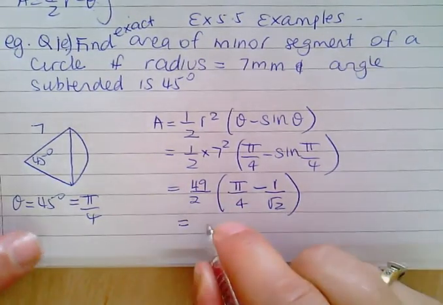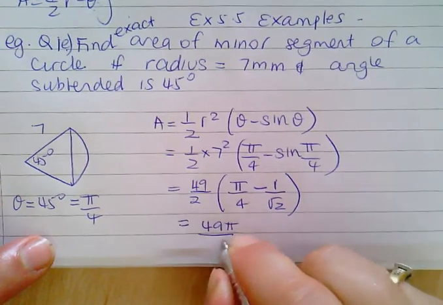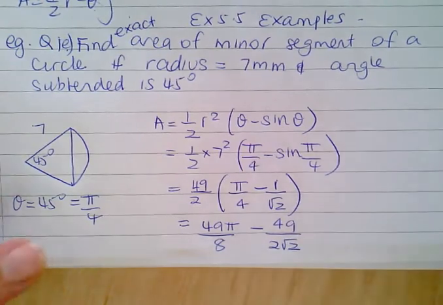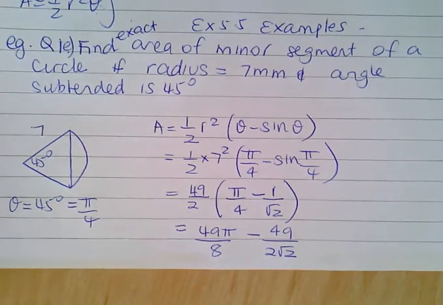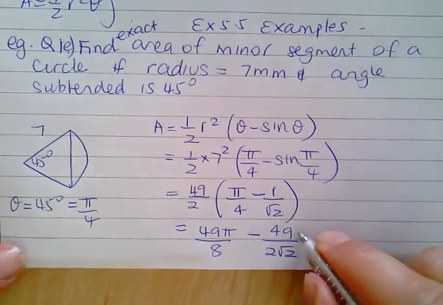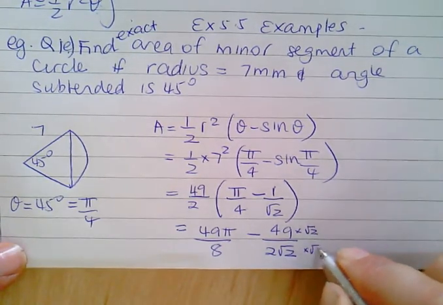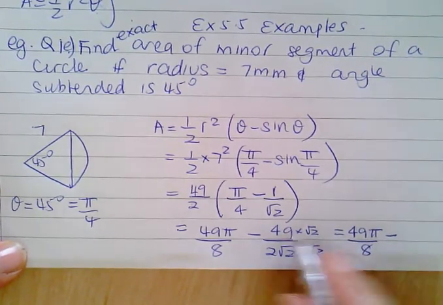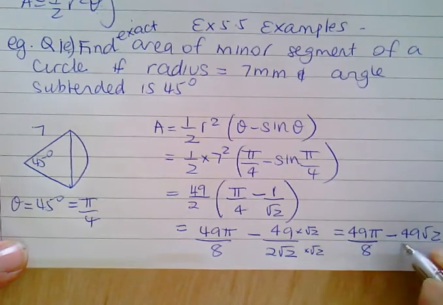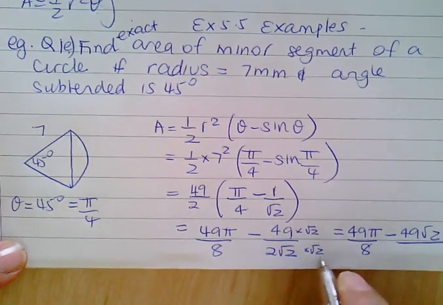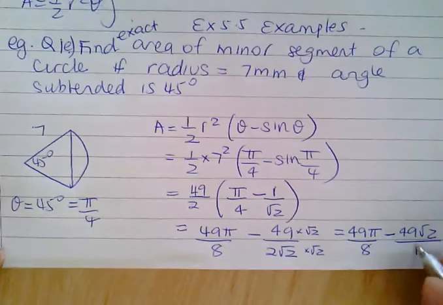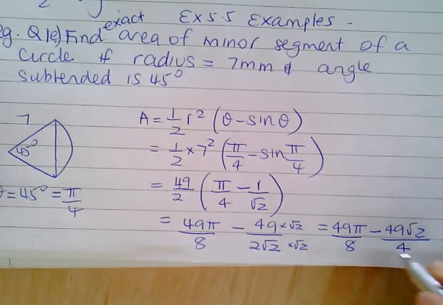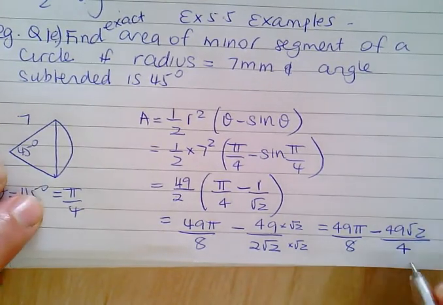So now, just expanding, you would get 49 pi over 8 minus 49 over 2 root 2. Now, if we want, we can rationalize this second fraction, so times root 2 over root 2, we would get 49 pi over 8 minus 49 root 2 over 2 root 2 times root 2, which is 2 times 2, which is 4. And if you want, further still, you could write this as a common denominator.